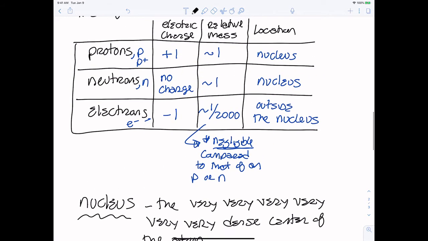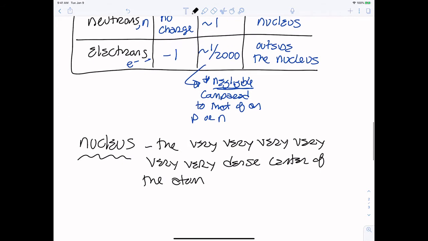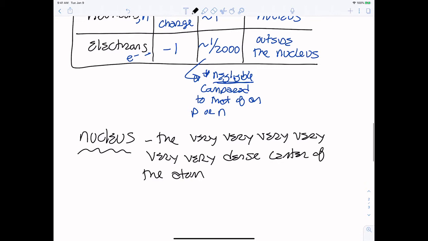If we go back up, almost the entire mass of our atom is found in that nucleus. So very massive, but its volume is very small. So it is incredibly dense. It contains almost all the mass of our atom, but its volume is tiny, super tiny. So those guys are packed in there. They are super crammed into that nucleus. So the very dense center of our atom.